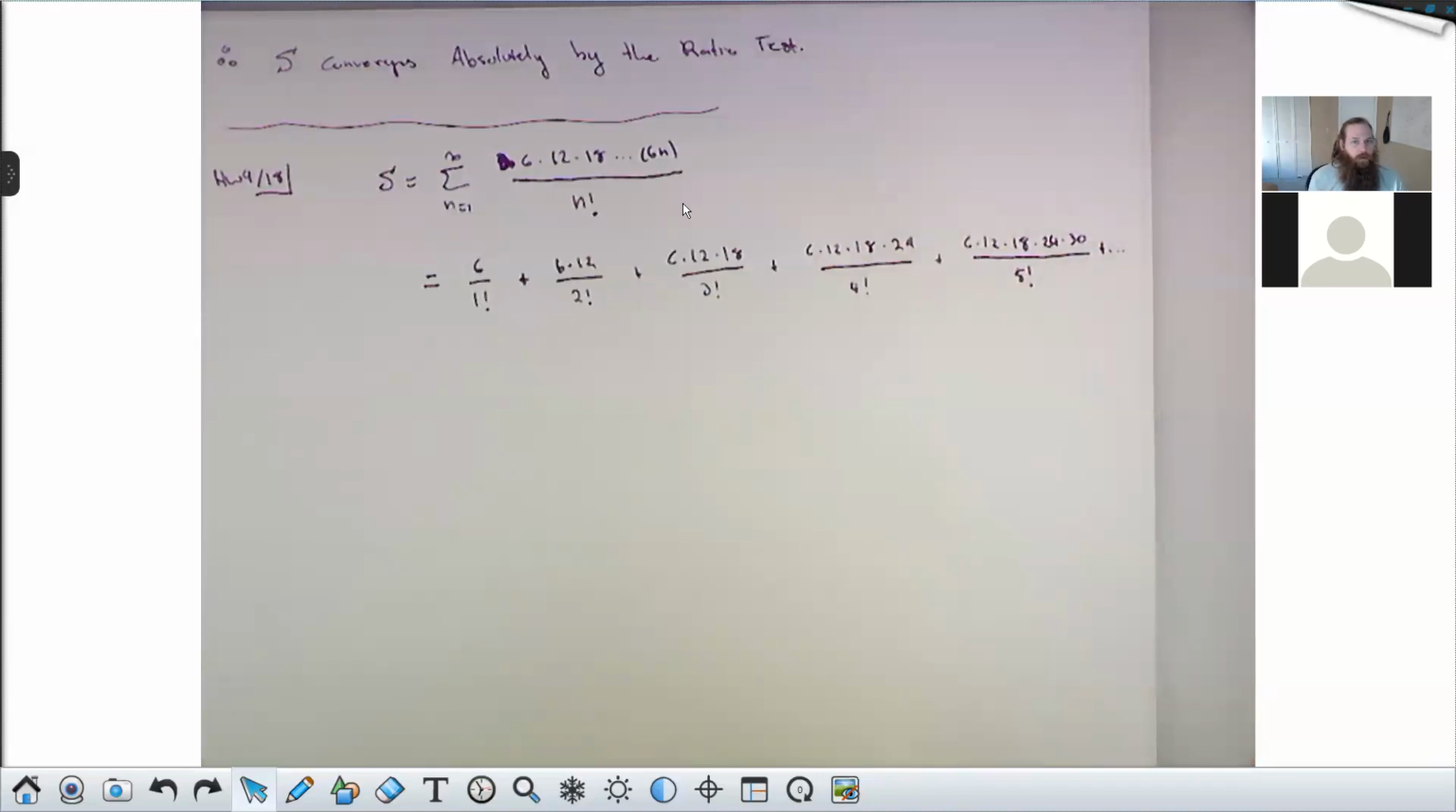I know that you guys have a hard time often interpreting these sort of products. So when you see something like this, please do me and yourself the favor of writing out the first few terms to check and make sure you understand what that product is and to demonstrate to me that you know what's going on there.